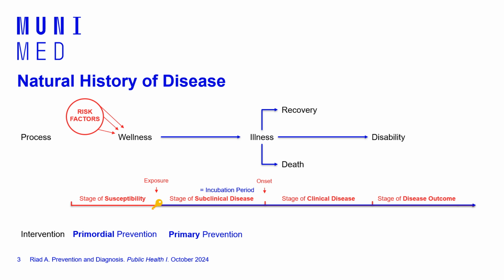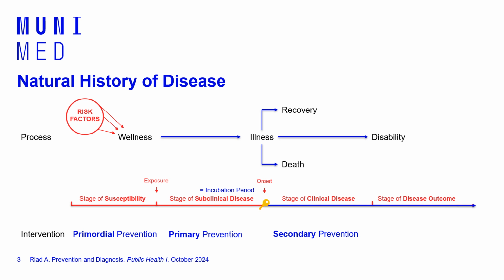So it technically lies here between the stage of susceptibility and the stage of subclinical disease. If primary prevention is effective, then the stage of subclinical disease will be completely shut down. Okay, then we have the stage of clinical disease, and we can stop this stage of clinical disease and engage early with it through secondary prevention.